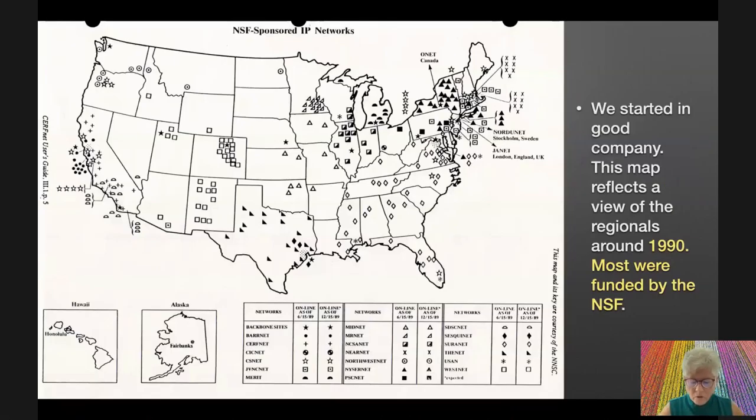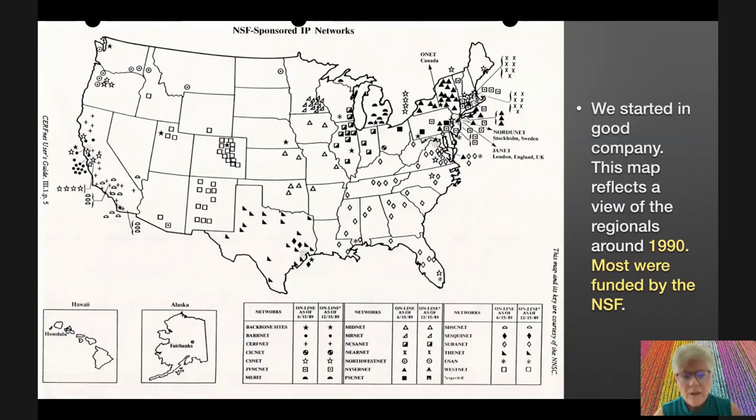And just so you know the scope of the NSF investment, this is a map around 1990 of the NSF-sponsored Internet Protocol networks. If you look at this, you can see here in Southern California, it's big, obviously. We had the Southern California network here, which was CERFnet. In this area, we had BARRNet. The stars here incorporated NorthWestNet. We had WestNet, which is this area here with the squares and some down in this area.